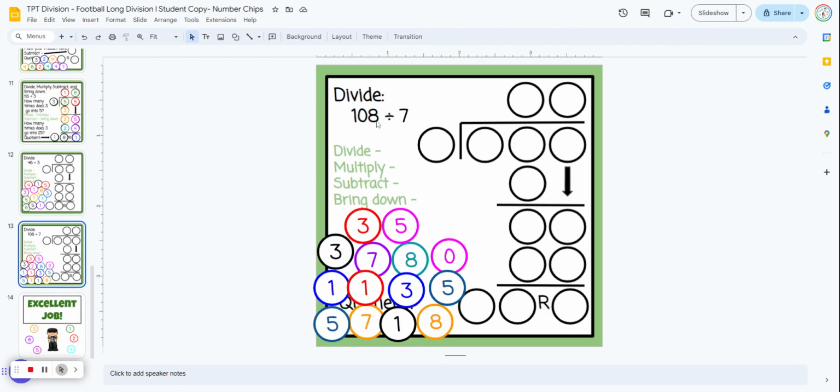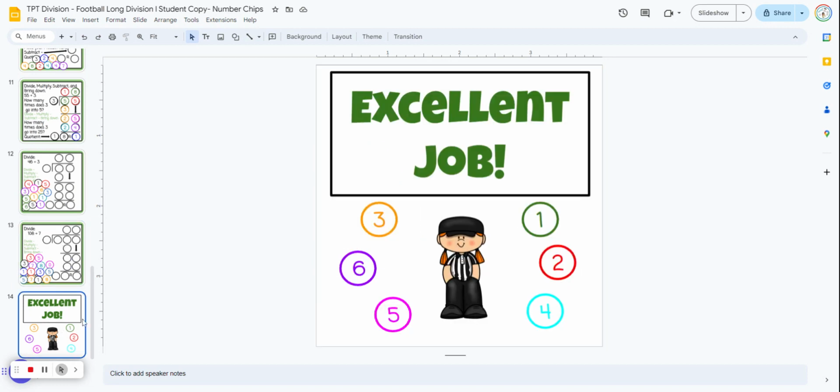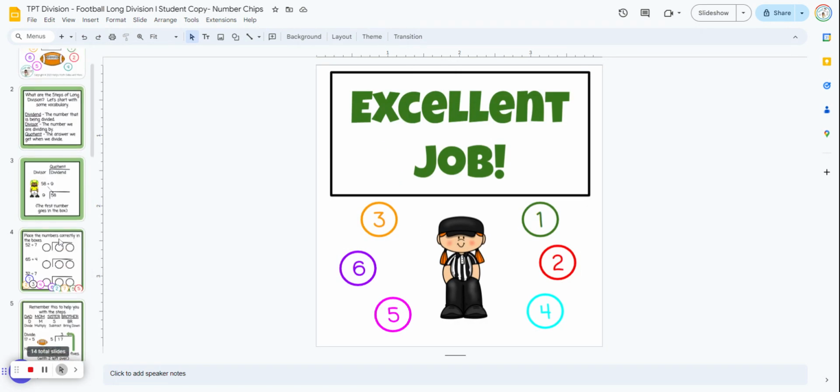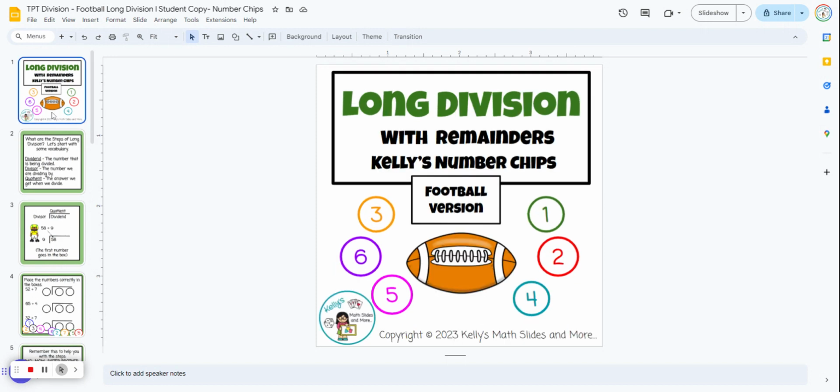The last one has a 3-digit divided by a 1-digit. When they get to the end, they get a slide that says excellent job. So this is the long division football version.